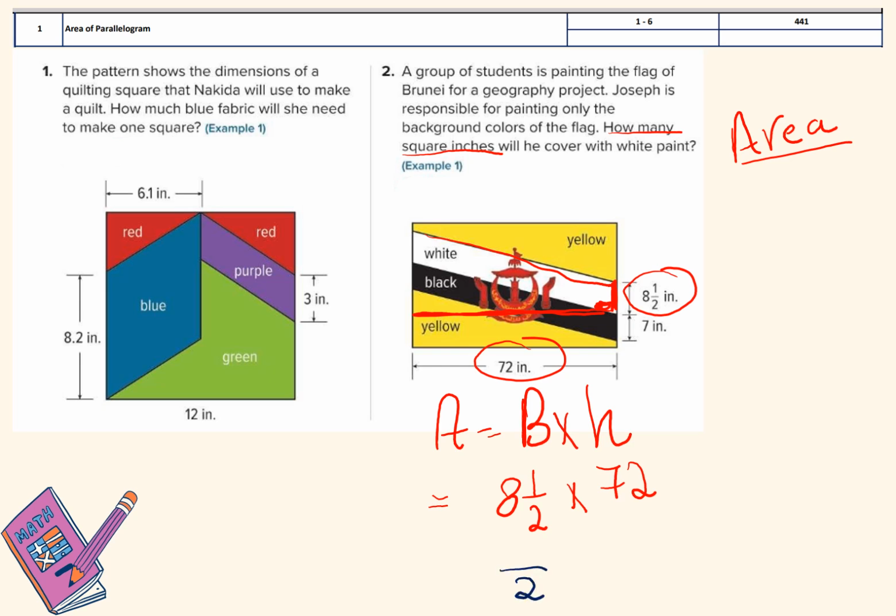I'm going to keep the denominator as it is. Then I'm going to multiply 2 by 8, then add 1. So 2 times 8 is 16, add 1, 17, times 72. Here, in this case, it is easier to divide 72 by 2, then multiply the answer by 17. So 72 divided by 2 is 36. Then multiply the answer by 17. You're going to get 612 square inches.